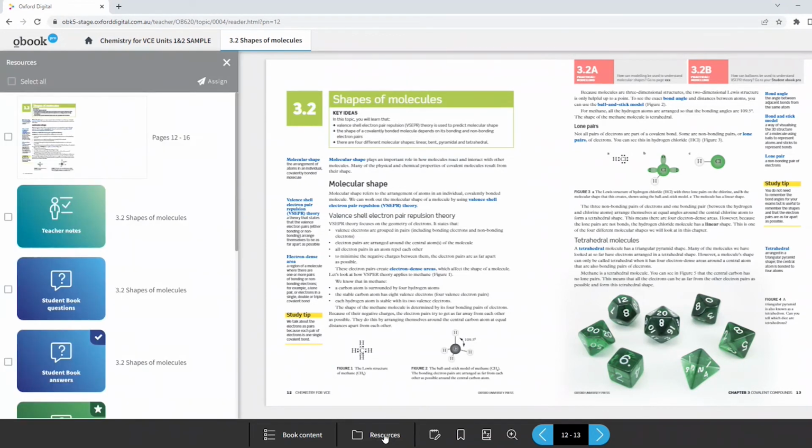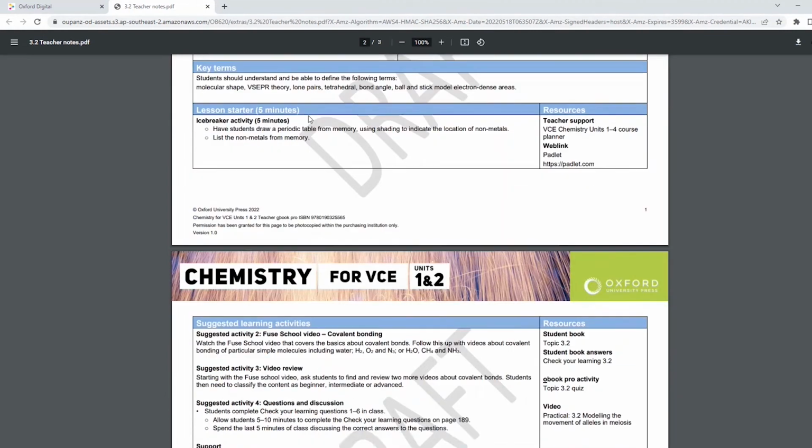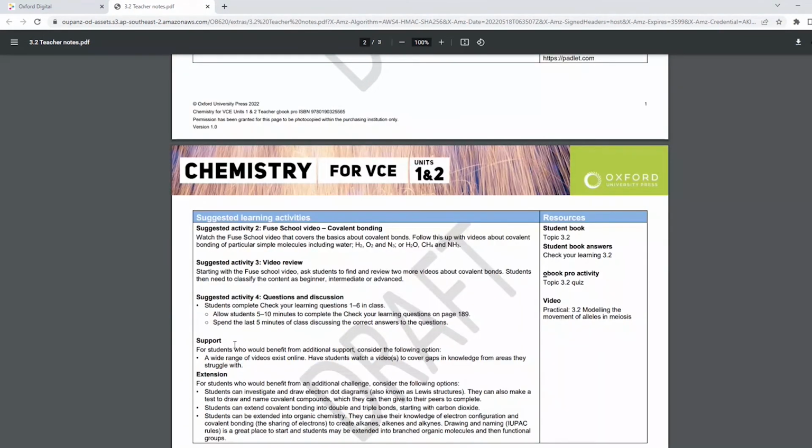The resources for each chapter and each topic are found within this resources tab at the bottom here. And each topic is structured to be 1 to 2 lessons. So we've supplied teacher notes to help you plan your lessons. If I open this up, you can have a look. So you'll be able to find any key information like key knowledge, success criteria, key terms, as well as suggested activities and also some advice for differentiation. So I think that's quite cool.